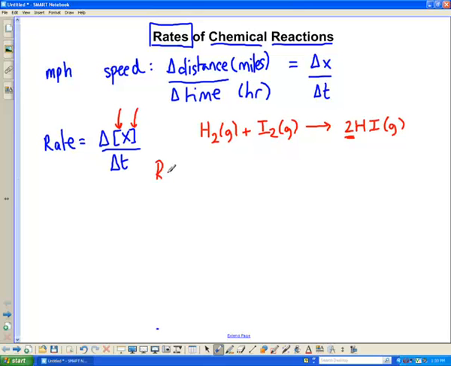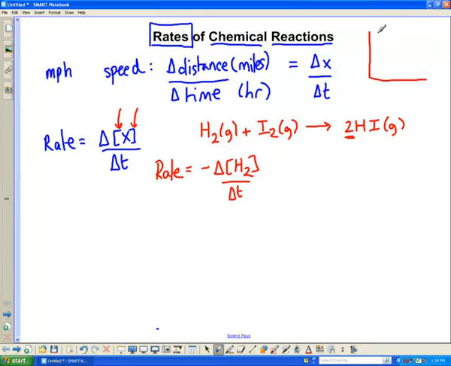So we're talking about the rate is going to be equal to the change in concentration of my hydrogen, just like so, over the change in time. Alright? Now I'm going to put something here, I'm going to put a negative sign here. And you might be wondering, well, why are you putting a negative sign there? Well, the reason why I'm putting a negative sign here is because what happens to the concentration of your reactants over the course of the reaction?